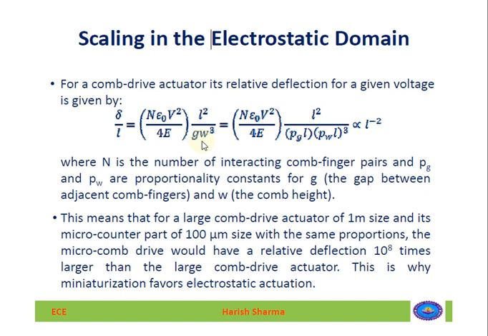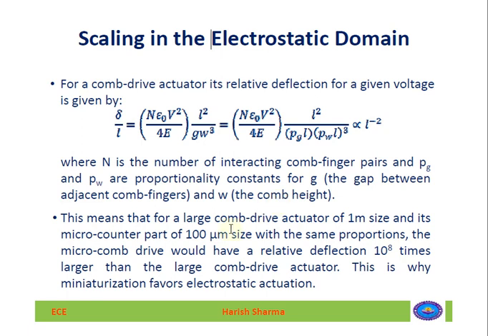So epsilon naught and 4E are constant values, and V is the applied voltage. We can write G and W in terms of L using constants, that is, L square divided by P g L for G, and P w L for W raised to power 3. So we get delta upon L proportional to L raised to power minus 2, or 1 upon L square.